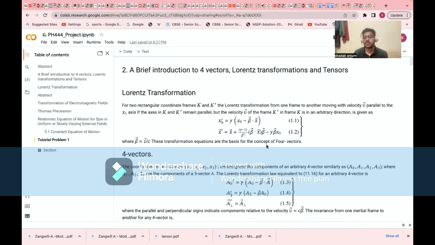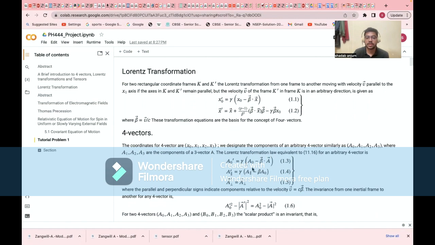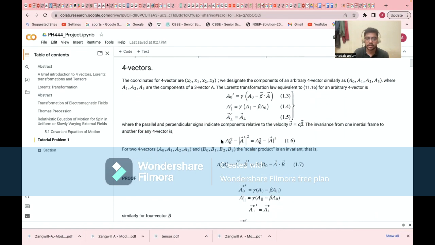We will draw the analogy from these to form the concept of four vectors. Any quantity which transforms like this when we are observing from two different inertial frames which are moving with respect to each other, and whose components are related like this, is called a four vector. This is the only criterion.